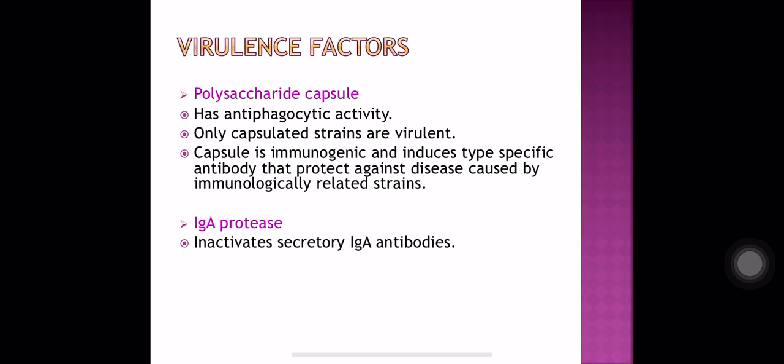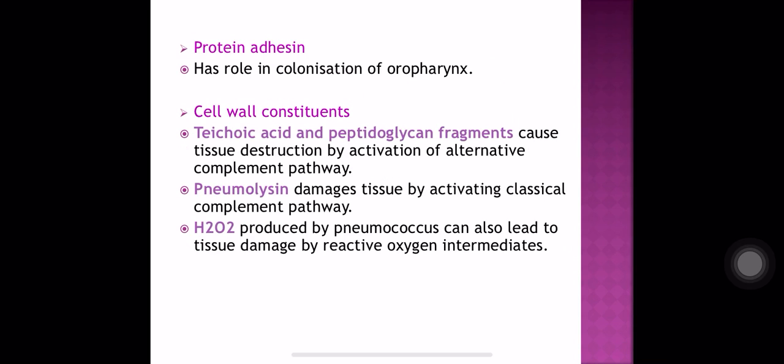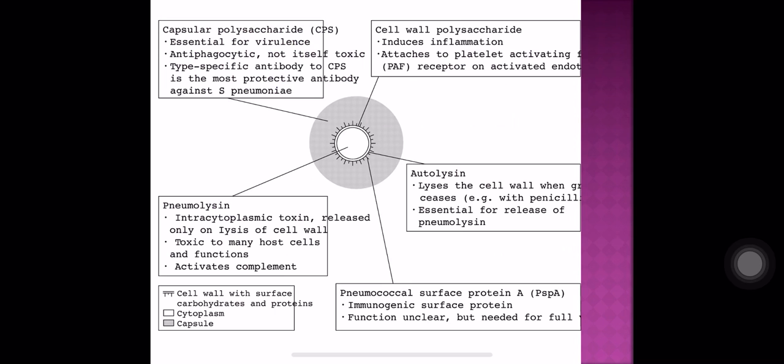Virulence factors of pneumococci also include the polysaccharide capsule, which is antiphagocytic, and the IgA protease, which inactivates secretory IgA antibodies; the protein adhesin, which has a role in colonization of the oropharynx; the cell wall constituents, teichoic acid and peptidoglycan; the pneumolysin; and the H2O2 produced by pneumococcus. The various virulence factors of pneumococcus can be shown in a diagrammatic manner like this in a single slide.